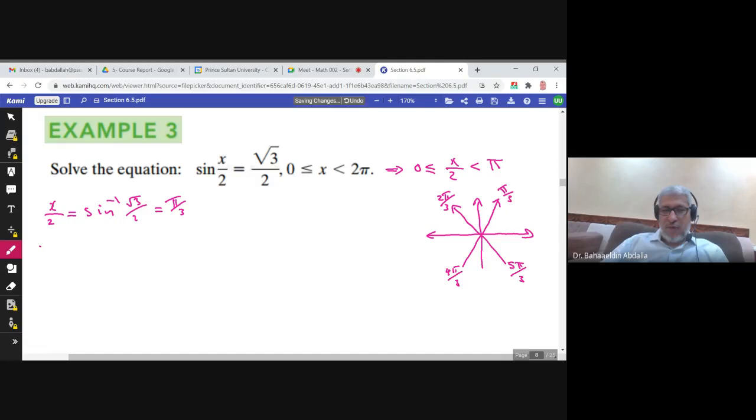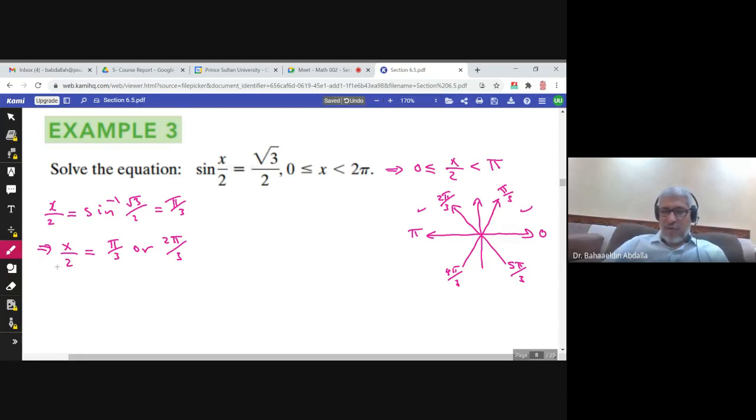Now what would be x over 2? X over 2 would be in the first from 0 to pi only, so either pi over 3 or 2 pi over 3. But sine is positive here and here, in the first and in the second. So I have 2 solutions. Either x over 2 is pi over 3 or 2 pi over 3. These are the two answers for this problem.